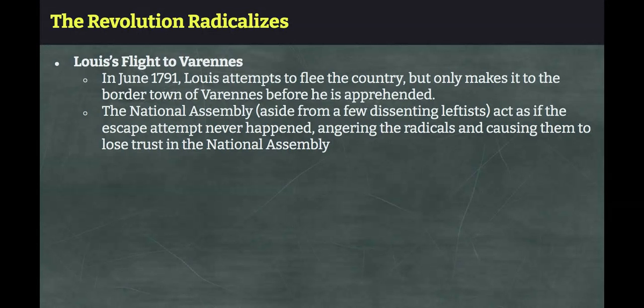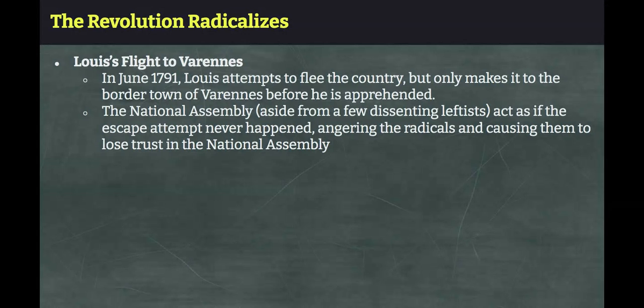So what he does is, as you recall, he has family out, so Marie Antoinette is from Austria. So he tries to flee, but he only makes it to this border town called Varennes before he is captured. So as you can imagine, this makes a lot of people really angry. They're like, oh my God, Louis is trying to escape justice. He's trying to run away from us.